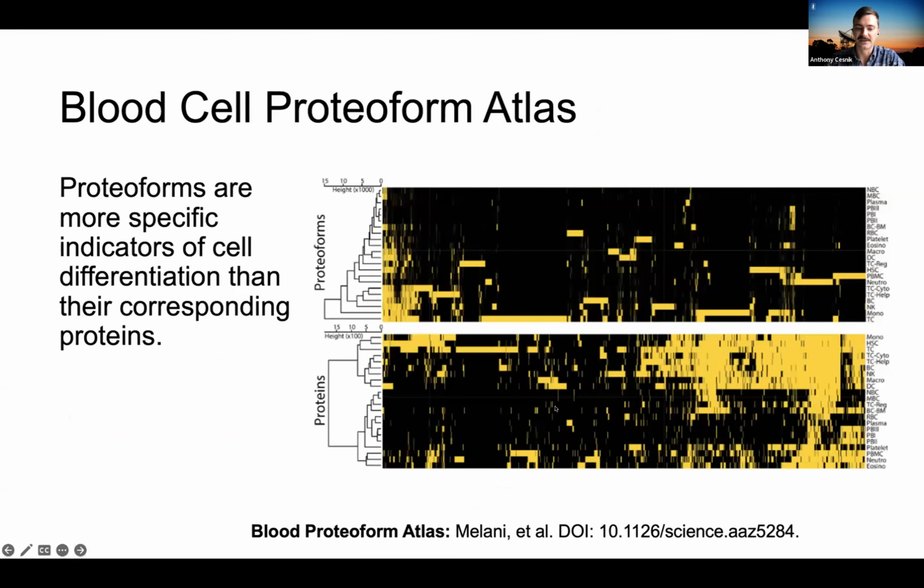And one of the big findings here is that proteoforms are more specific indicators of cell differentiation than their corresponding proteins. If you look at these individual blood cell types, you can see that there are a bunch of proteins that are proteotypic for these different cell types, whereas for the proteoforms you have much higher specificity for each individual cell type. And so this really motivates the idea of looking at proteoforms for understanding cell type diversity.